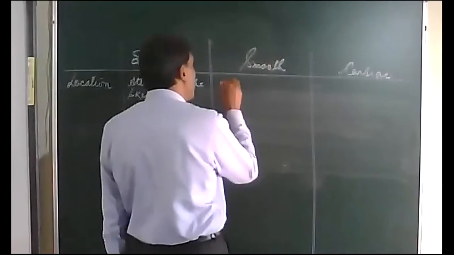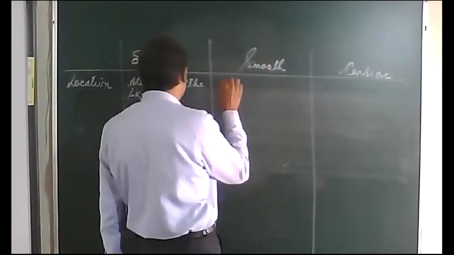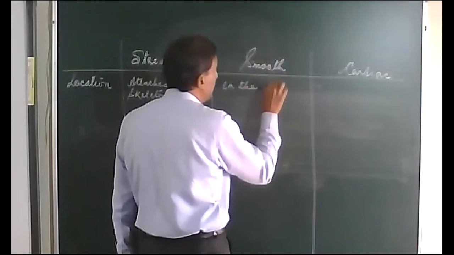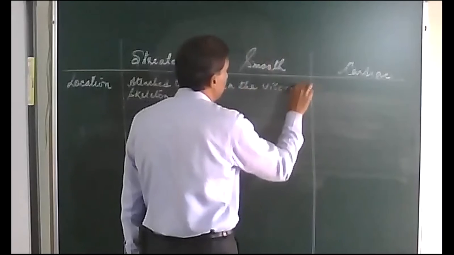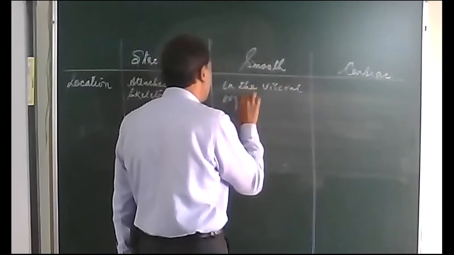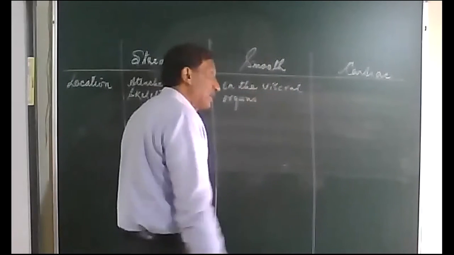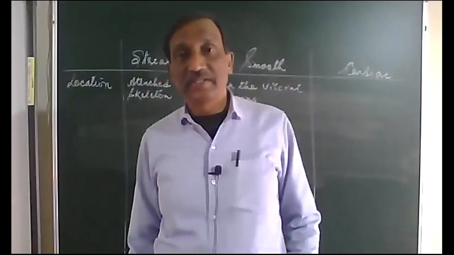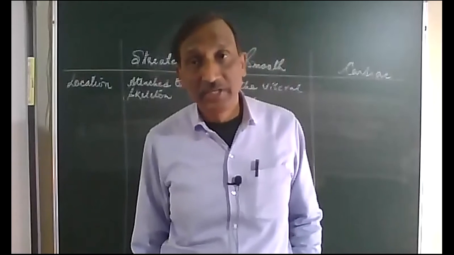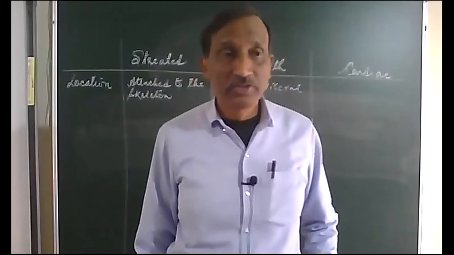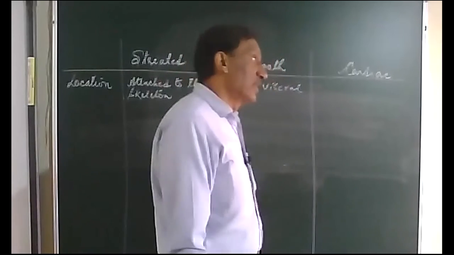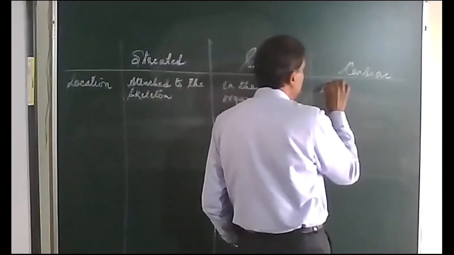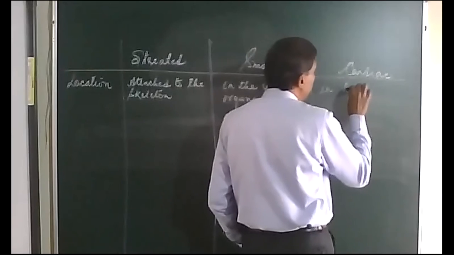Smooth muscles are found in all the visceral organs, like in the intestine, stomach, and the other digestive tract, as well as in the diaphragm and other parts of the body, which are not attached to the bones. Cardiac muscle is found in the visceral organ, and it is found only and only in the heart.